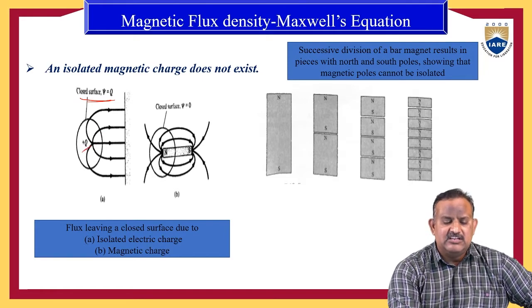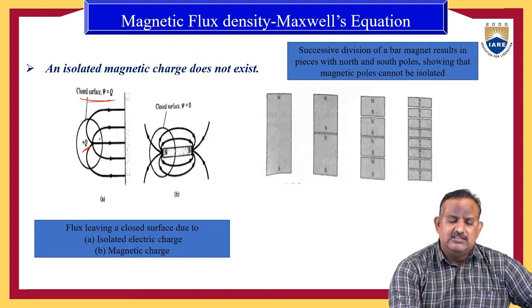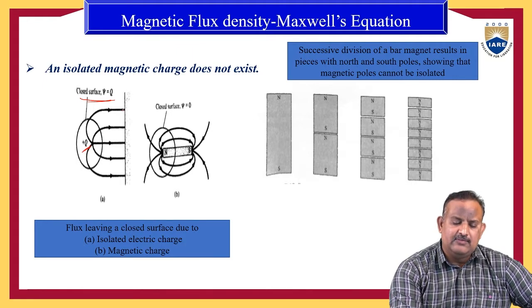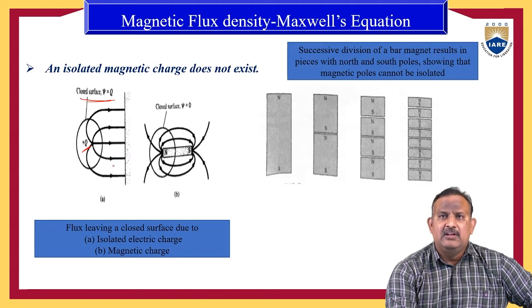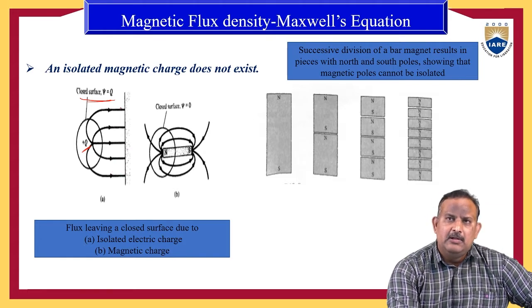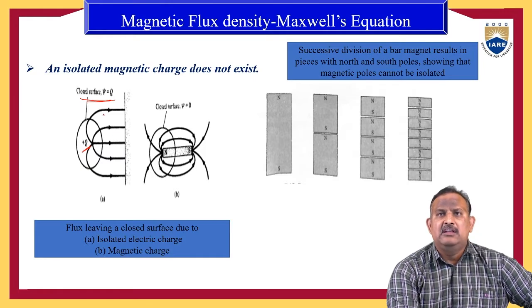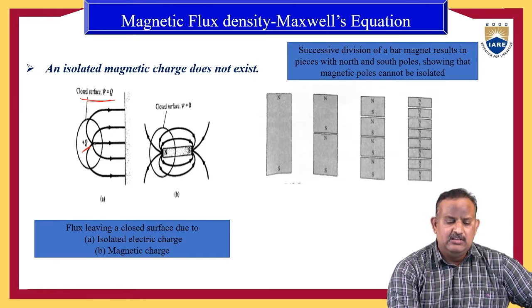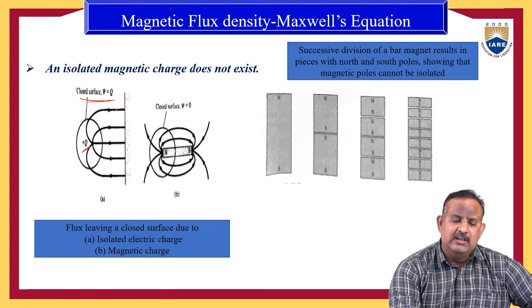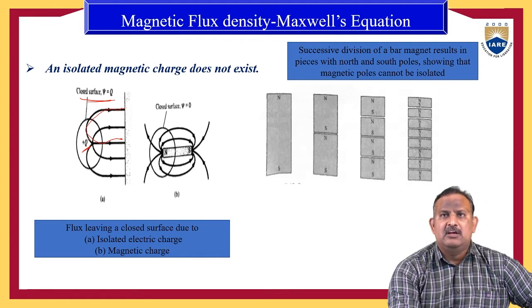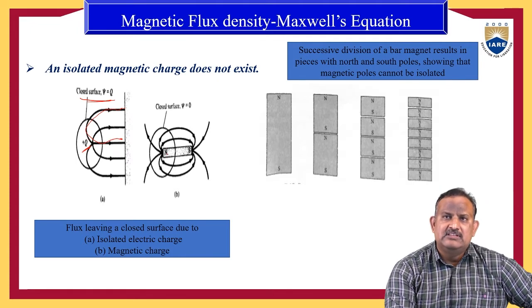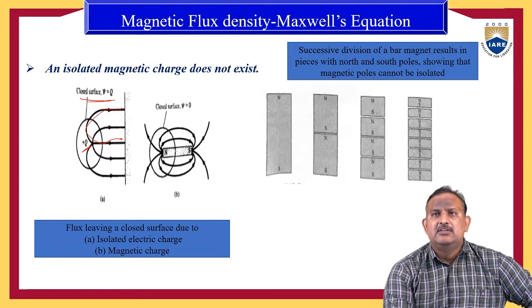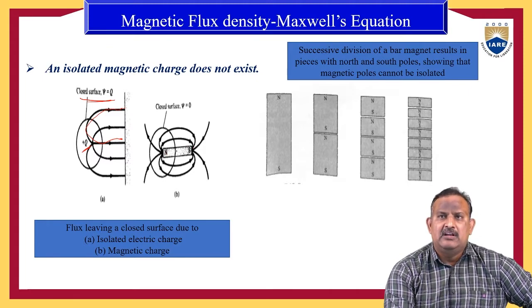Let us assume a point charge plus Q. Due to the point charge Q, the flux lines are like this. In an electric field, the flux starting at one end may or may not end at the other end. Whereas coming to the magnetic field, the flux starting at one side should end at the other side. This is a basic difference between the electric field and the magnetic field.